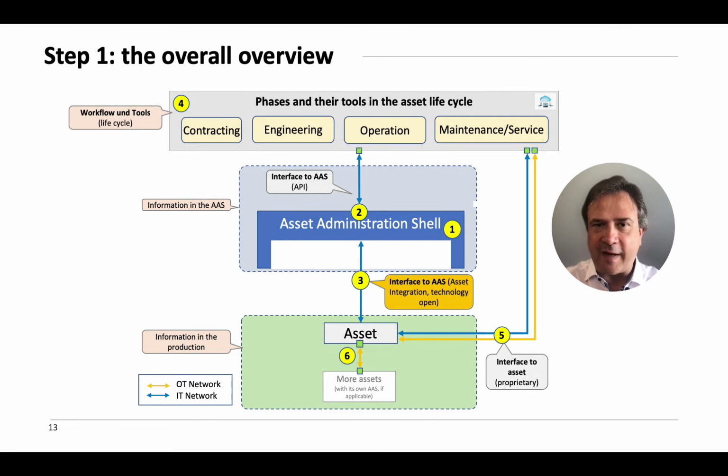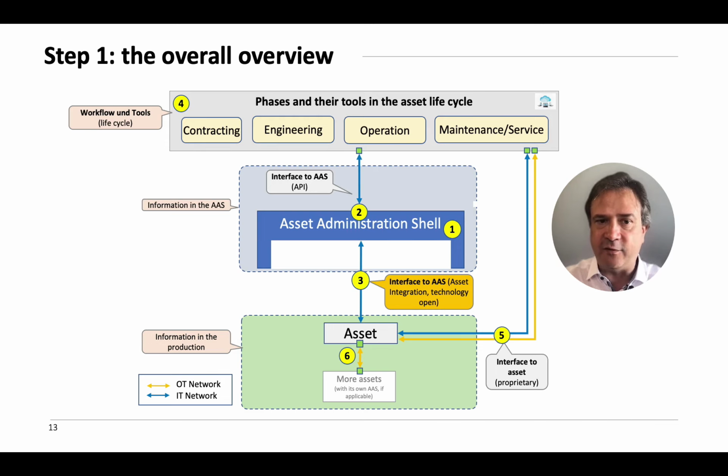So, and this is the first step to understand the big picture that the four associations have developed so far. What you see here is in the middle the Asset Administration Shell, number one. It's a piece of software that intercommunicates between an asset and the phases and their tools in the asset lifecycle. This piece of software acts like a piece of brain that can make stupid devices smart devices. It has a north port here, which is indicated with number 2.